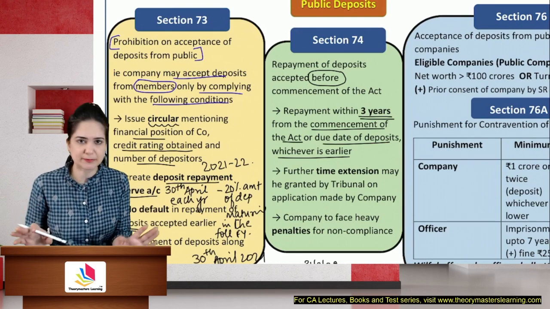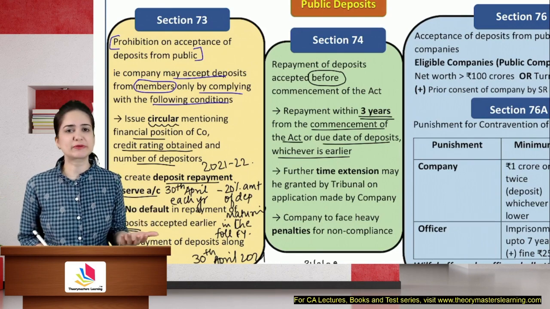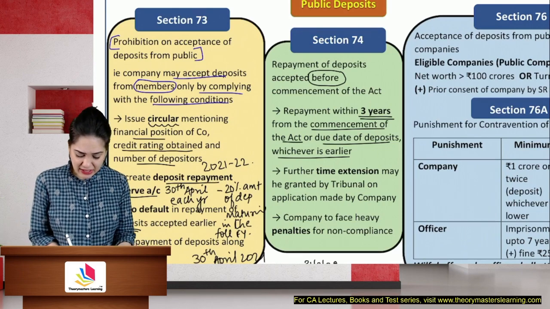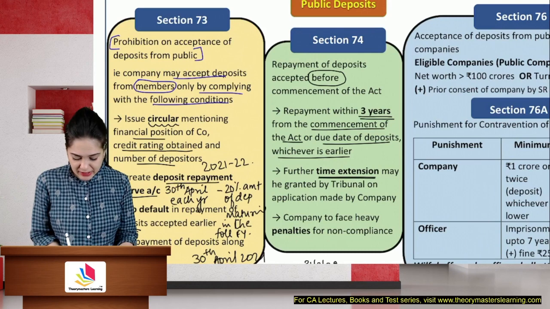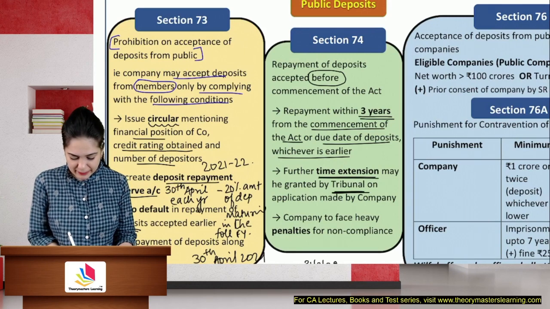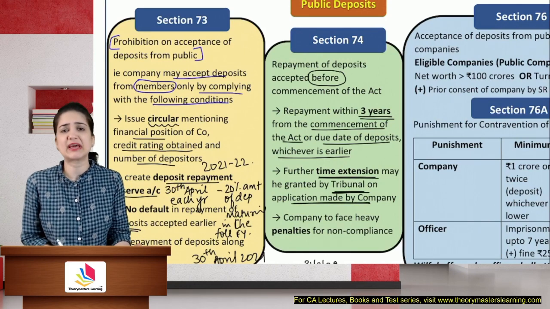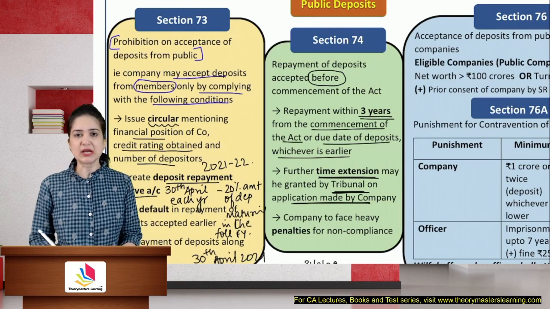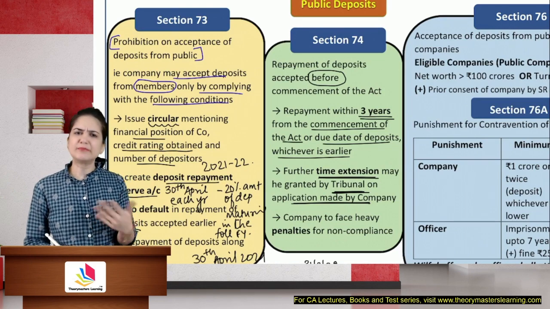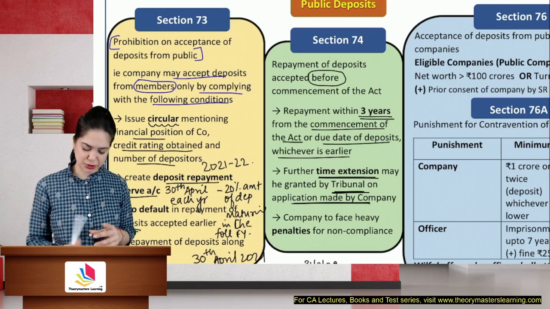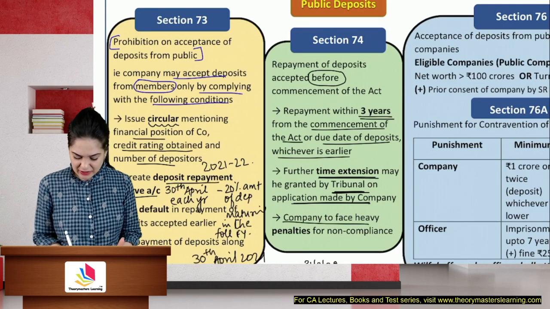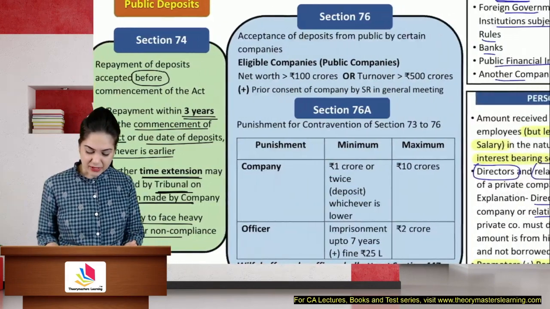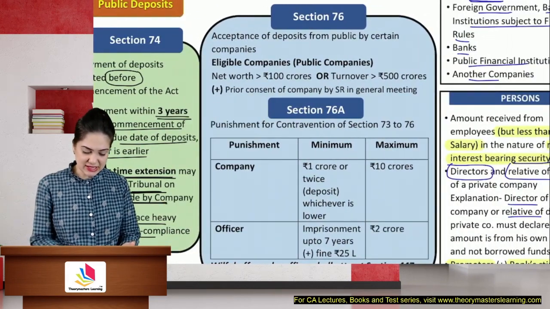cannot renew these deposits. But it is not possible for the company to arrange for so much money. That is why some further extension can be granted by the tribunal if an application is made by the company. So the company will explain that it is not possible for us to repay the deposits. That is why the tribunal may grant certain extension. The company will pay heavy penalties for non-compliance and the penalties are mentioned hence. Section 76, yes, important for exam.